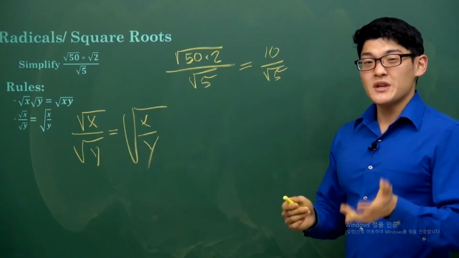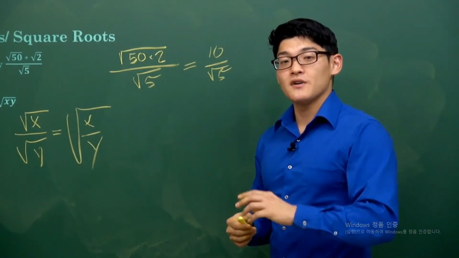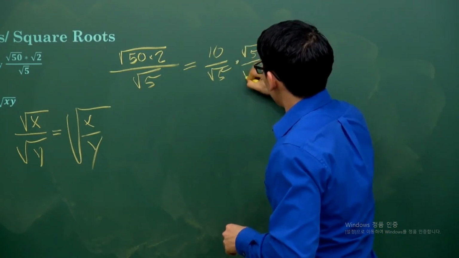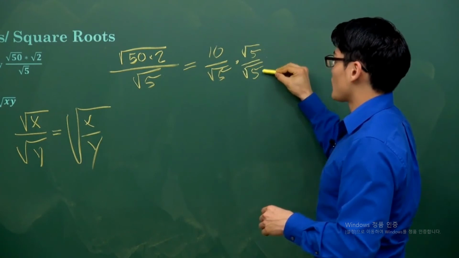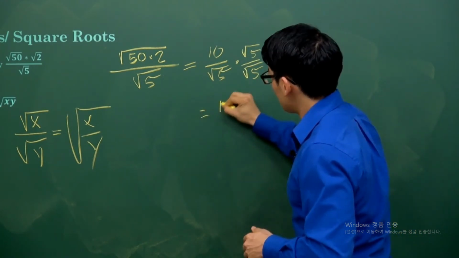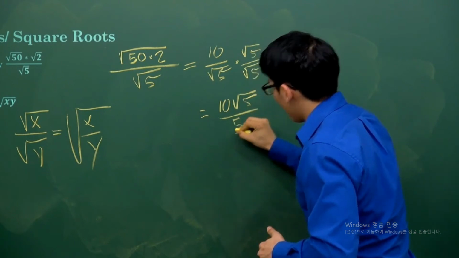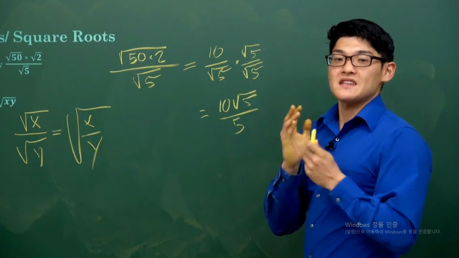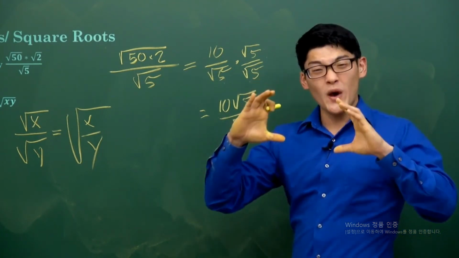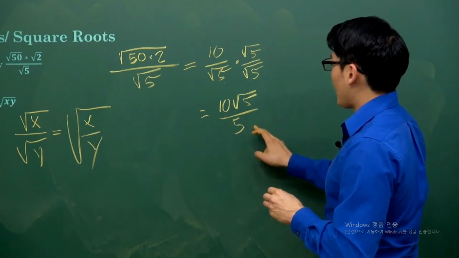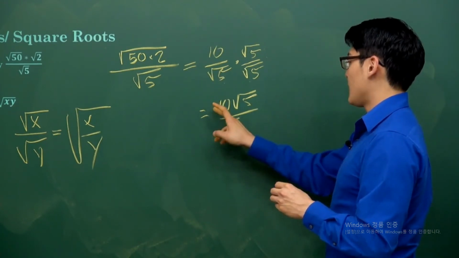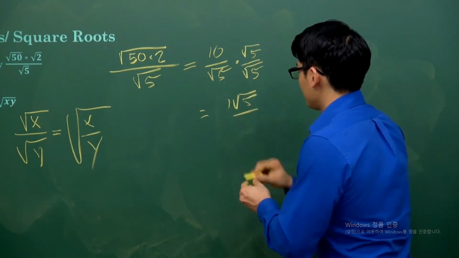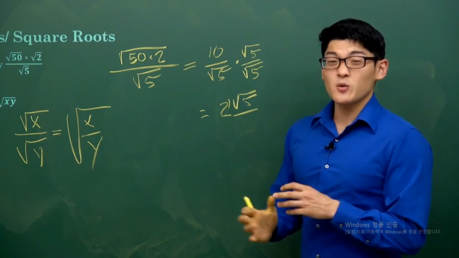However, you can't have a radical on the bottom of a fraction. That is a no-no. So what we'll multiply by is square root 5 over square root 5. And that will end up being 10 square root 5 over 5. Because square root 5 times square root 5 will cancel out the square root, because it's the same thing as saying square root 5 squared. And you're left with 5. We can go ahead and simplify this, 10 over 5 to 2 square root 5. So this is another way of going about it.